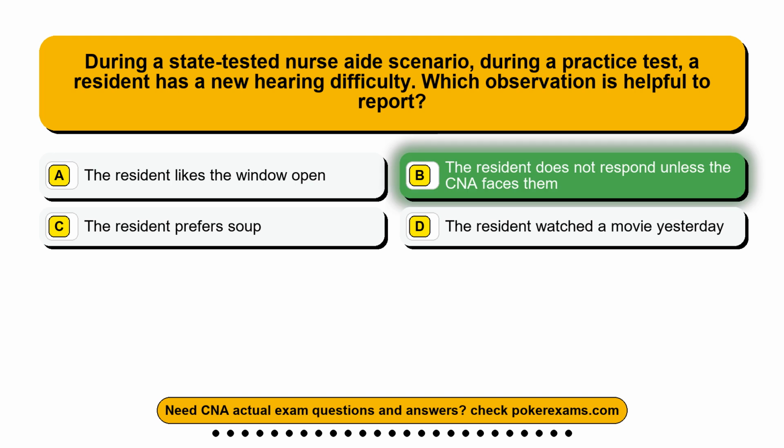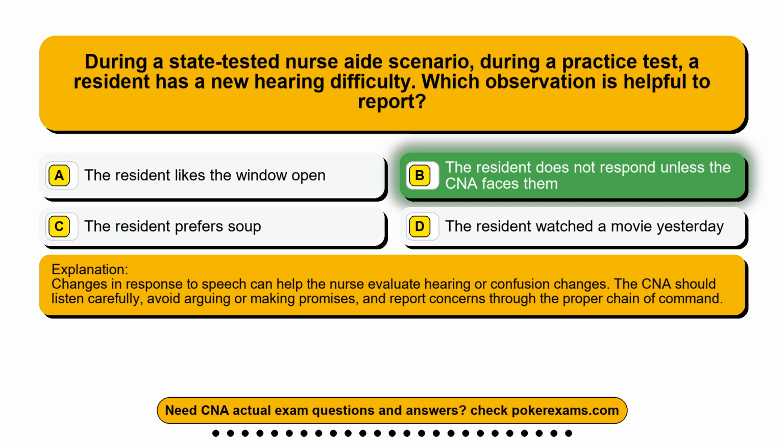The correct answer is option B. The resident does not respond unless the CNA faces them. Changes in response to speech can help the nurse evaluate hearing or confusion changes. The CNA should listen carefully, avoid arguing or making promises, and report concerns through the proper chain of command.